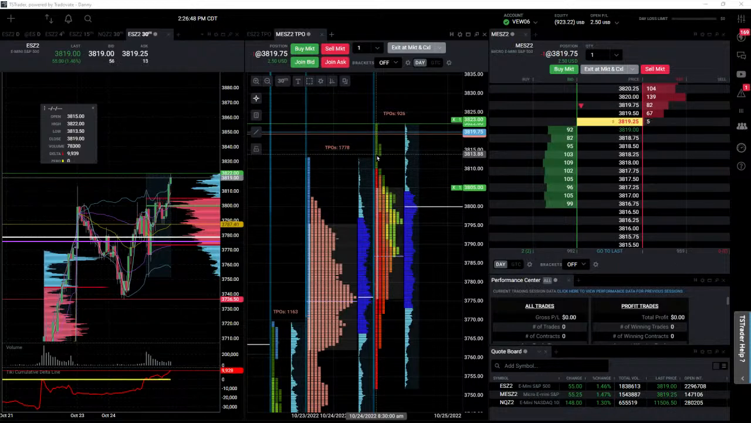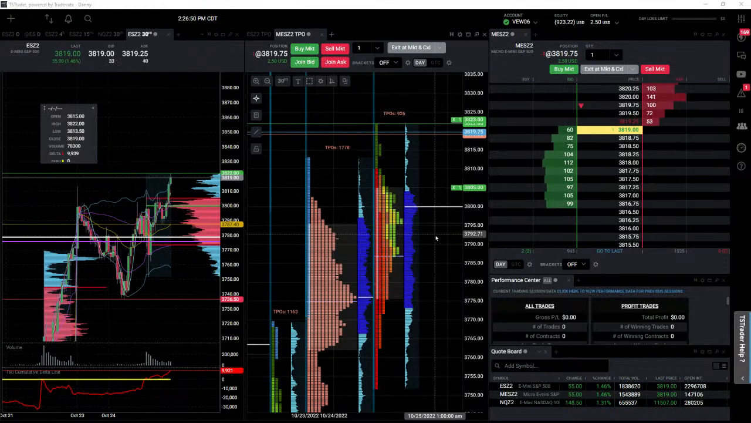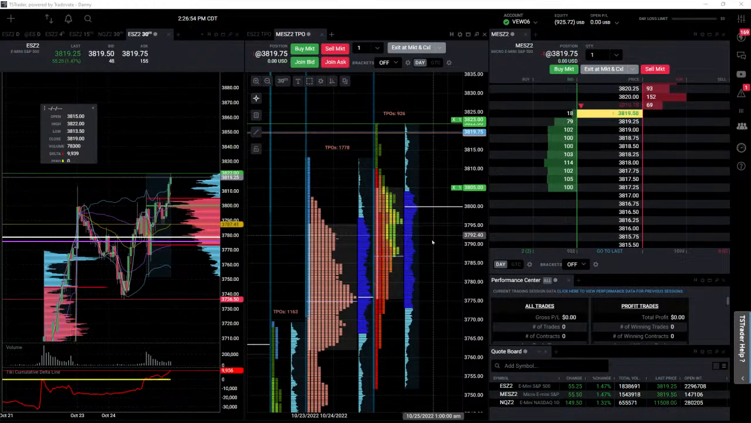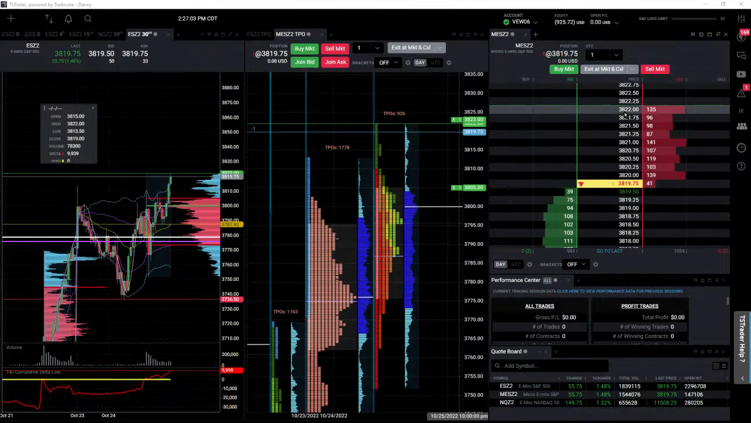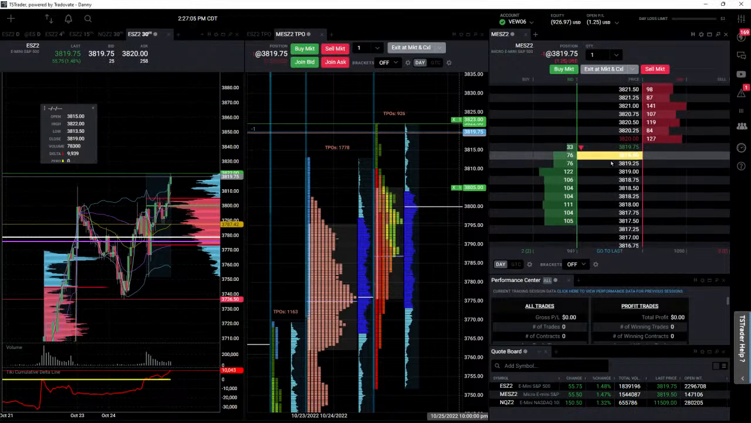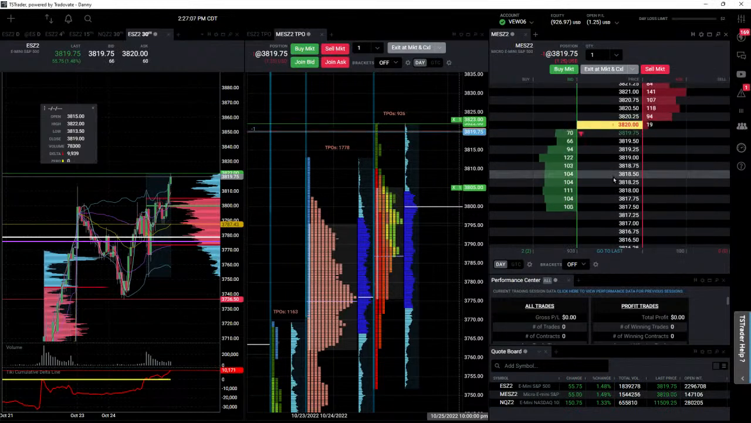Joe's asking why we're talking about tempo dying. Well, we've been here for about half an hour and we haven't really moved. We did take out the 20 high. We moved a little bit higher, came back in, but overall, I don't think we've really moved all that much. Kind of slow tempo.